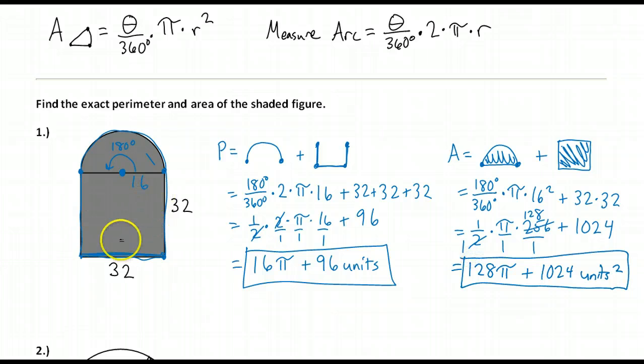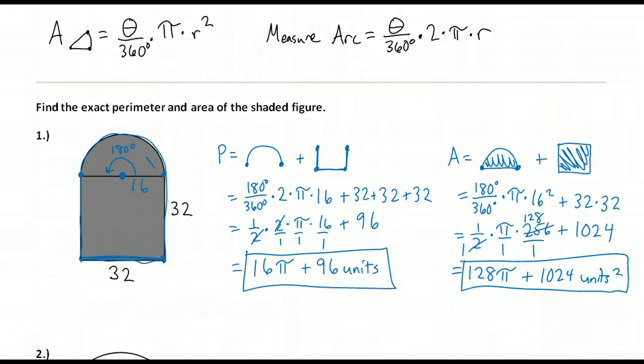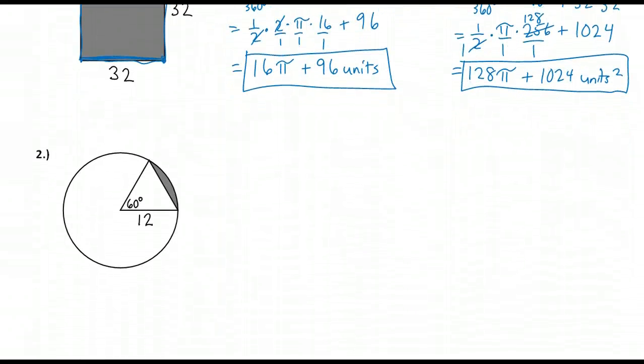So to figure out this compound shape, I had to add together all the lines that bounded my figure. And in this case, I needed to add together my two shapes to create the entire figure. Let's look at problem number 2.